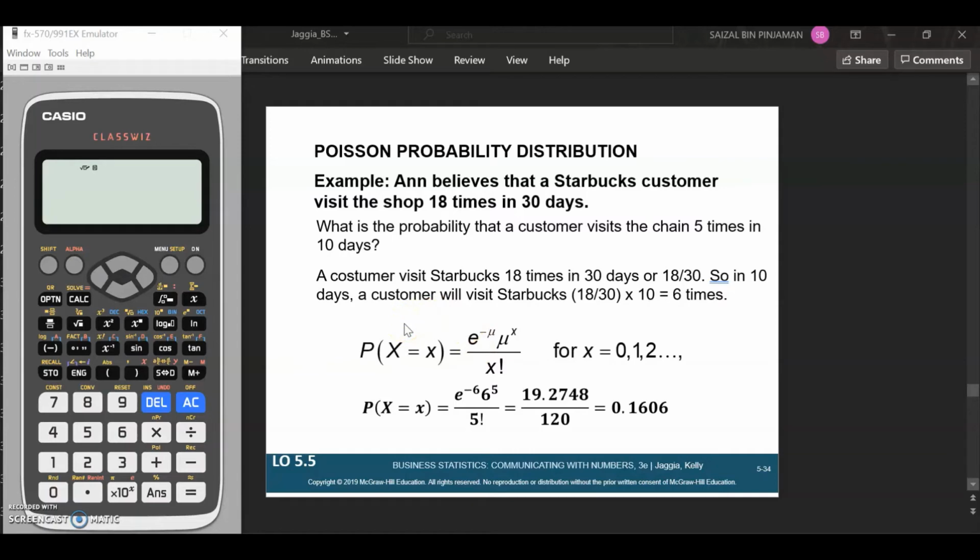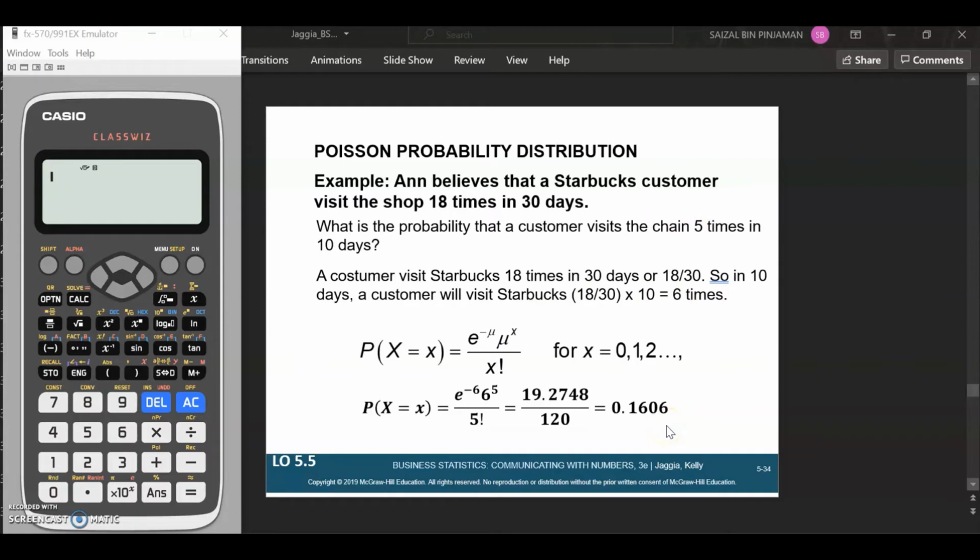Here we have, based on the Poisson probability distribution, the probability of a random variable that is equal to a particular value is equal to E superscript negative mu times mu superscript x over x factorial. E here refers to the Euler's number, while mu here is the expected value, 6 times based on the question. X, on the other hand, is the number of success that we want to estimate the probability. So based on the question, mu is equal to 6, while x is equal to 5.